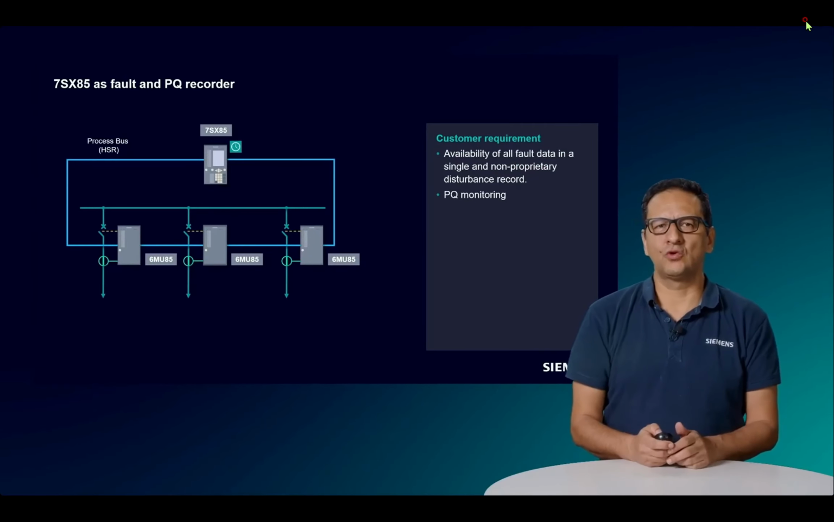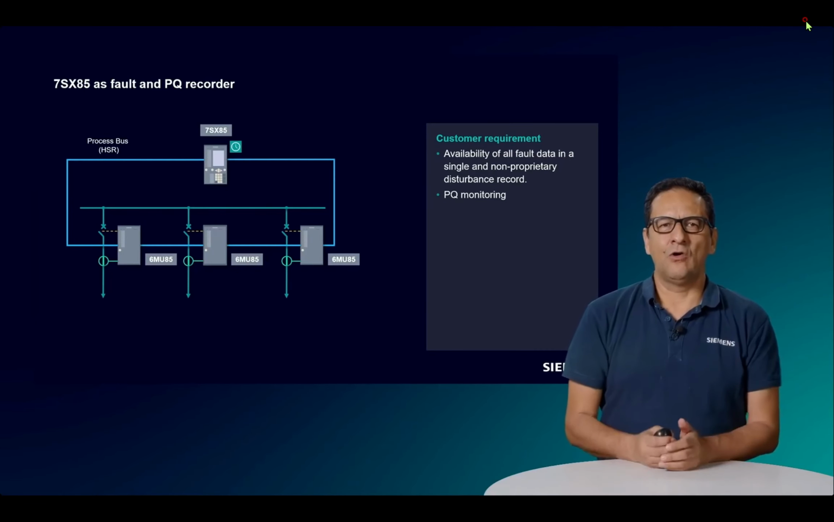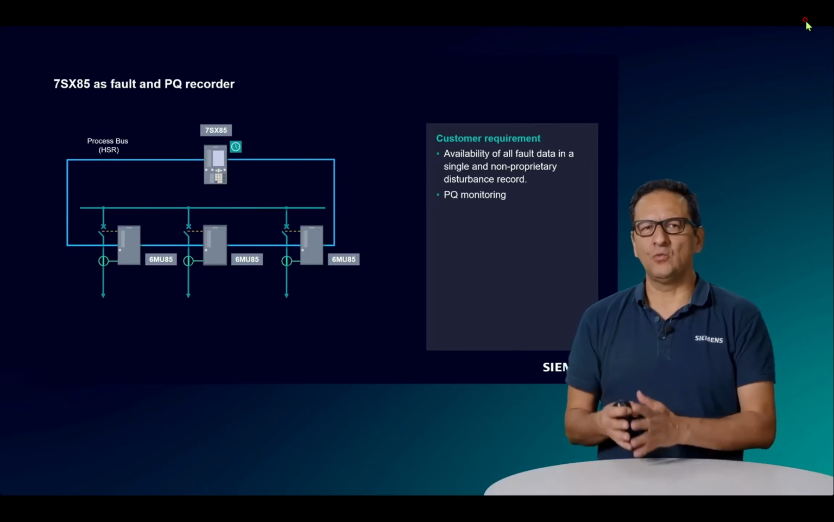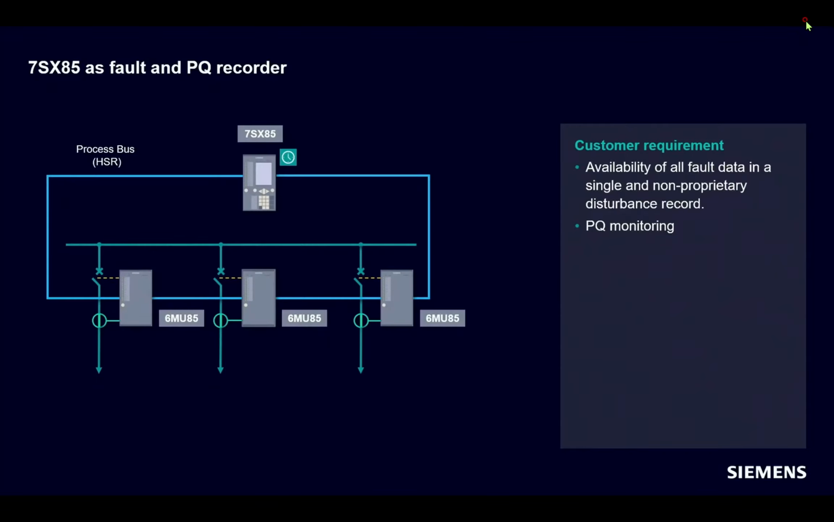Now let's talk about another important customer use case: having all fault data in one place and being able to monitor power quality. In many systems, fault data is stored in different devices and formats. This makes it hard to find and understand information. Customers want a single, easy-to-read fault record that stores all the information from the other bays, the faulty and the unfaulty bays, and that also works with any standard software. They also want to check power quality, like voltage disturbance or harmonics.